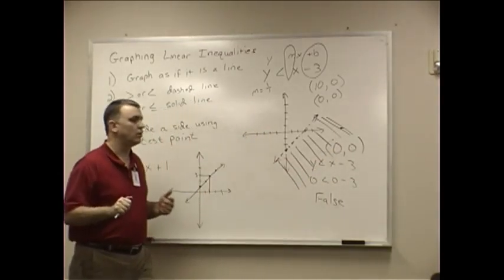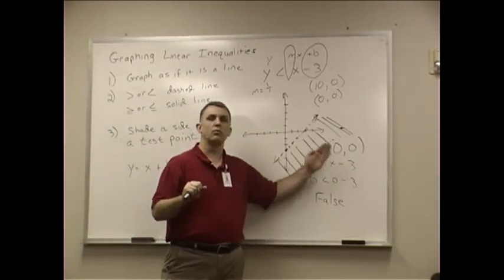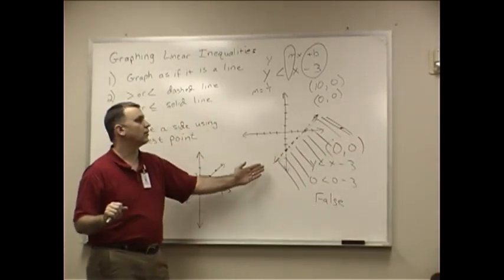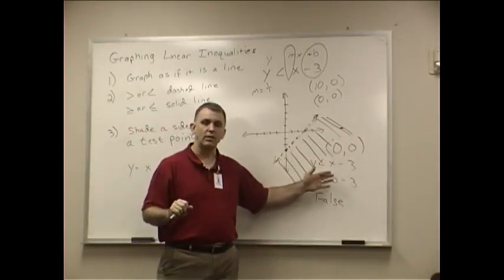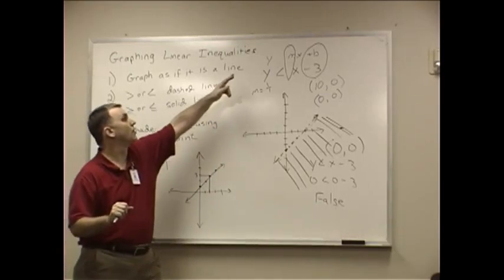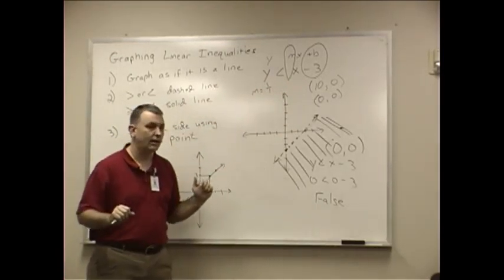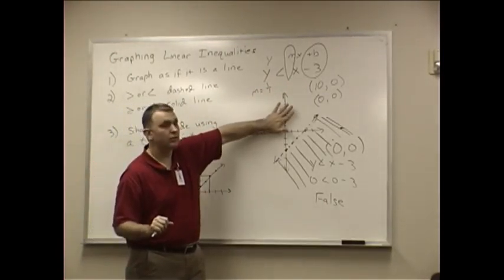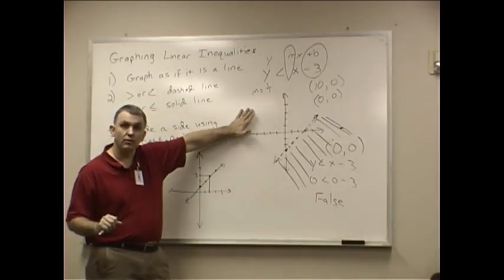Now, let's take a hard look at this. What does this shading represent? This shading represents every single point that's a solution for this inequality, y is less than x minus 3. The other side is where the solutions are not.